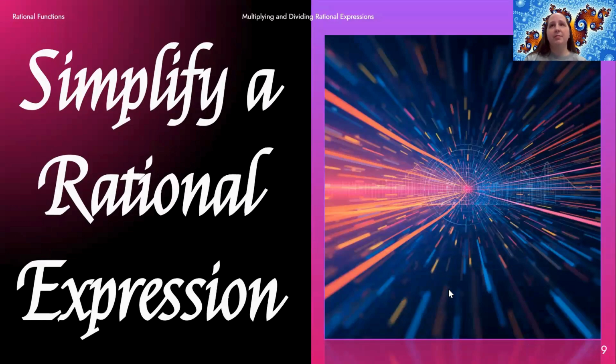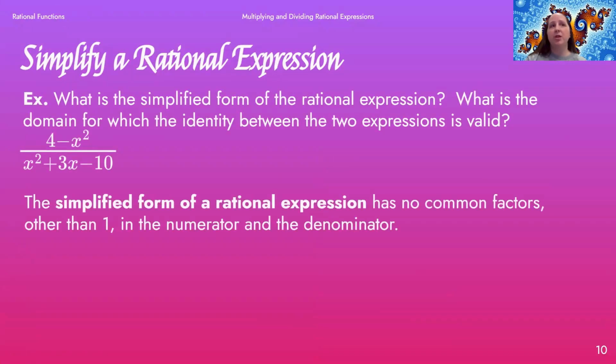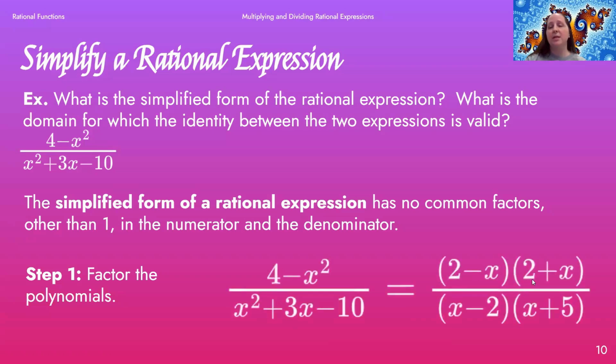Simplify a rational expression. What is the simplified form of the rational expression? What is the domain for which the identity between the two expressions is valid? 4 minus x squared divided by x squared plus 3x minus 10. A simplified form of a rational expression has no common factors other than 1 in the numerator and denominator. So step 1 is to factor the polynomials. So I'm going to factor my numerator. 4 minus x squared is the difference of perfect squares. So that's 2 minus x times 2 plus x. X squared plus 3x minus 10 factors to x minus 2 and x plus 5.